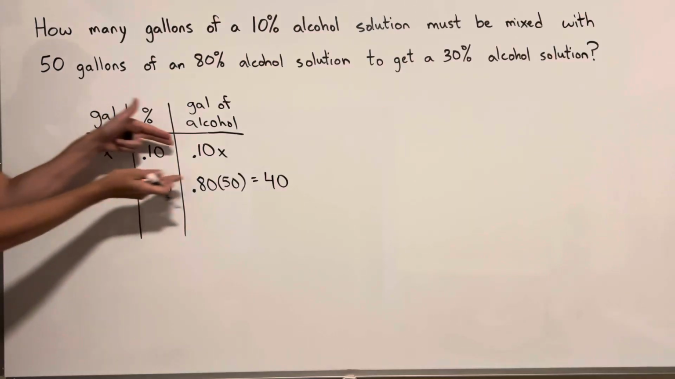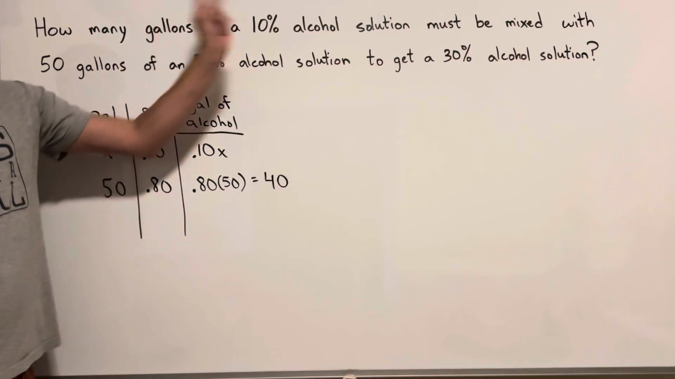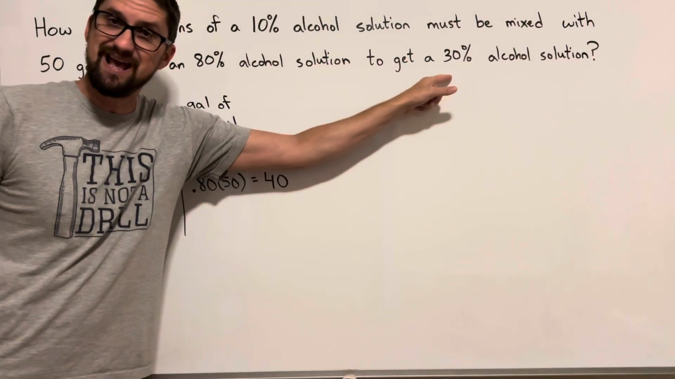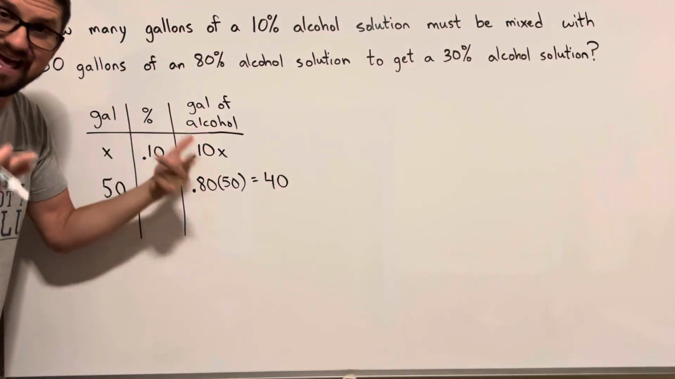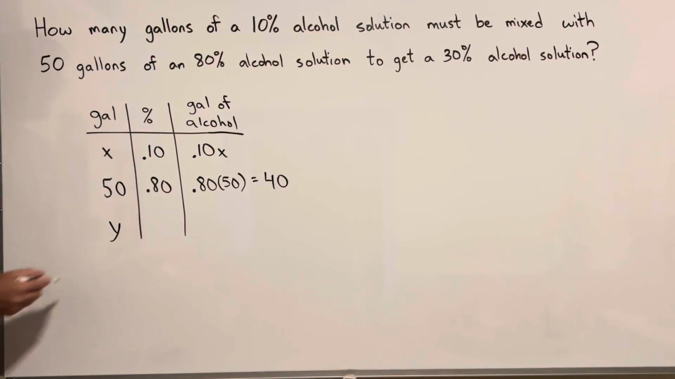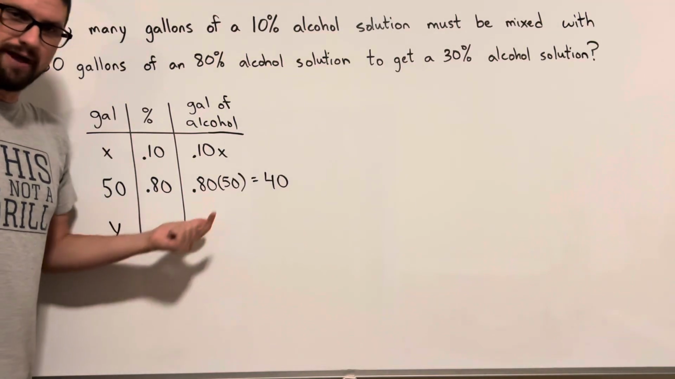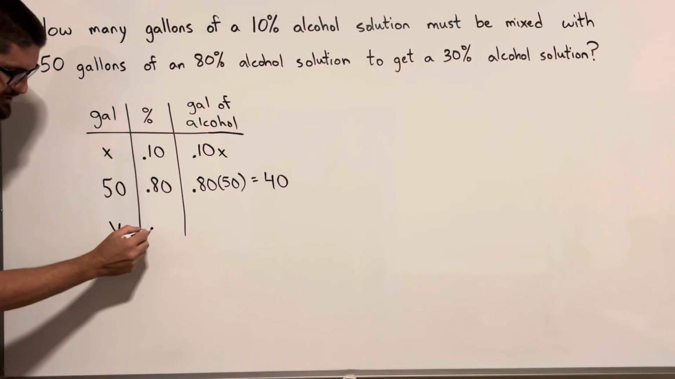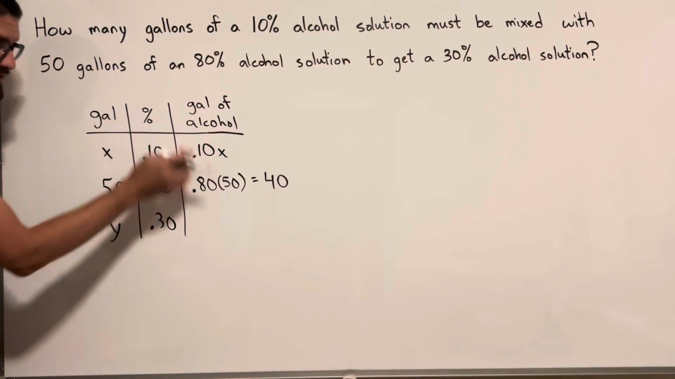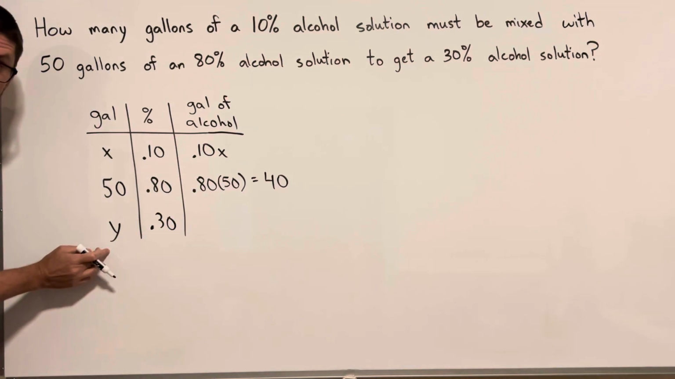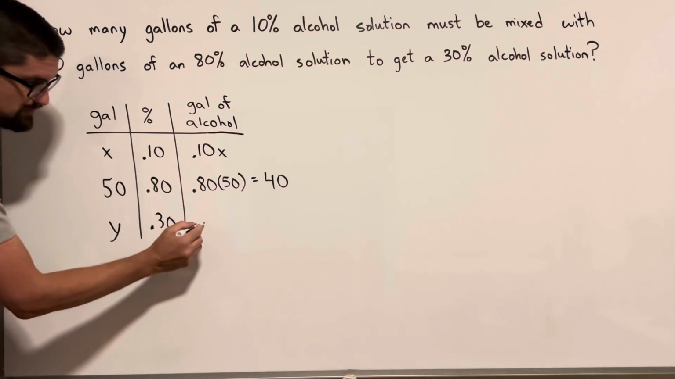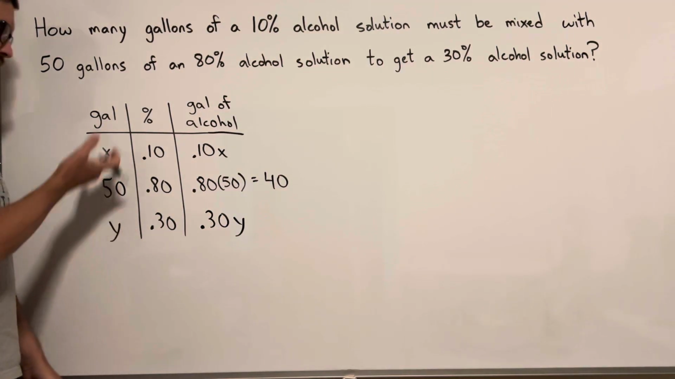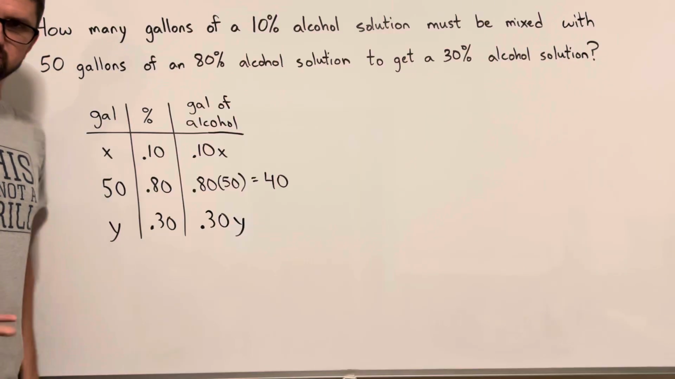So I'm mixing these two containers together to get a 30% alcohol solution. I don't know how many gallons of this I have either, so I'm going to represent that with the letter Y. I know the percent. I'm going to change it to a decimal. And then the number of gallons of alcohol in that container is 30% of how much is there, Y, so 0.30 times Y. There you go. I've organized the data given to us in the problem.